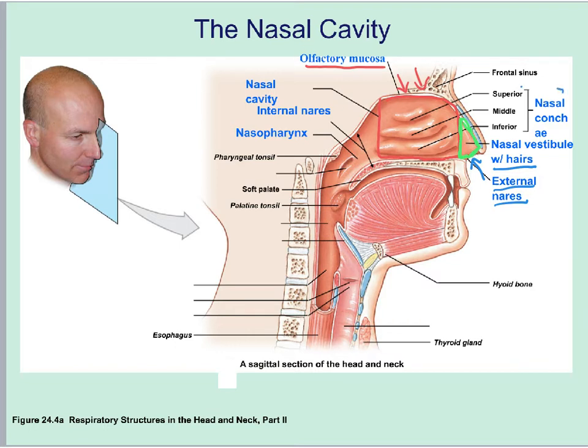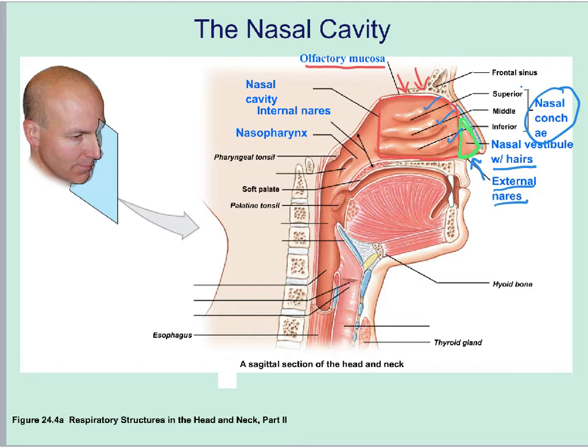If we go back to the nasal cavity proper, you'll see that there are structures here that you already know, and those are the nasal conchae. So we've got the superior nasal conchae, the middle nasal conchae, and the inferior nasal conchae. And what these conchae are doing is a couple of things. They're going to slow down the passage of air as you breathe in through the nose. We don't want it to go straight back to the pharynx.